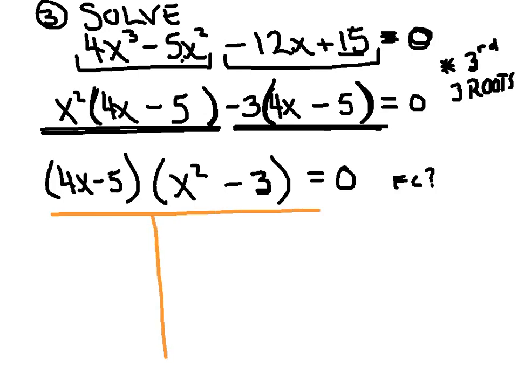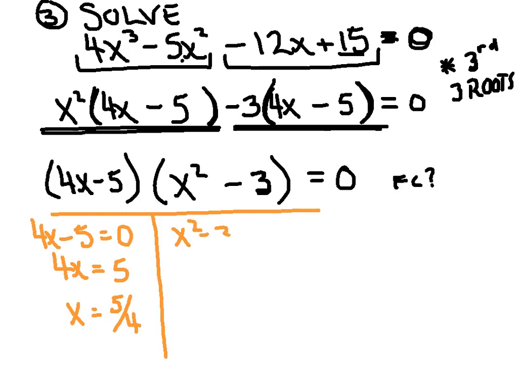So first of all, I'm going to say the quantity 4x minus 5 is equal to 0. I'm going to add the 5 over, say 4x equals 5, and then last but not least, I'm going to divide by 4, and I'm going to say x equals 5/4 is my first root. Second quantity, x squared minus 3 is equal to 0. I'm going to add the 3 over, and now I'm going to take the square root of both sides, and here's a really key detail. We're going to say plus or minus radical 3.